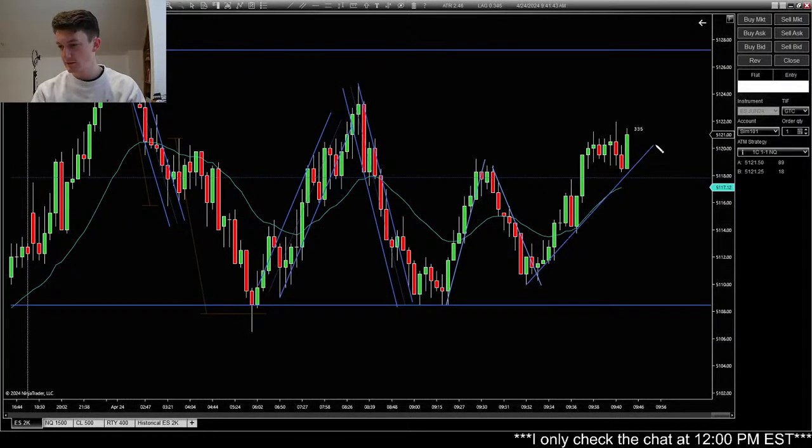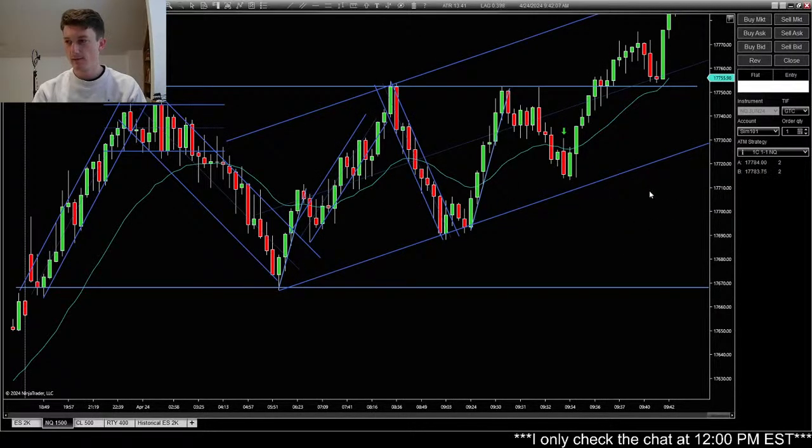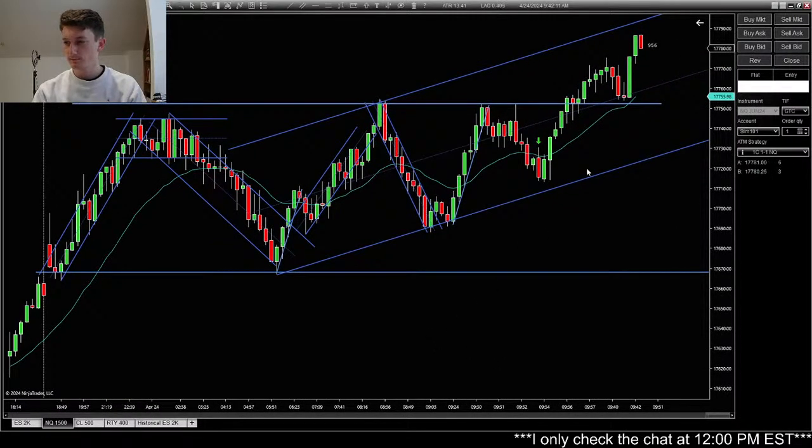On the ES, I think there's an uptrend going on here. And this one is definitely looking pretty clearly range-like to me. Price is just really continuing higher on NQ.